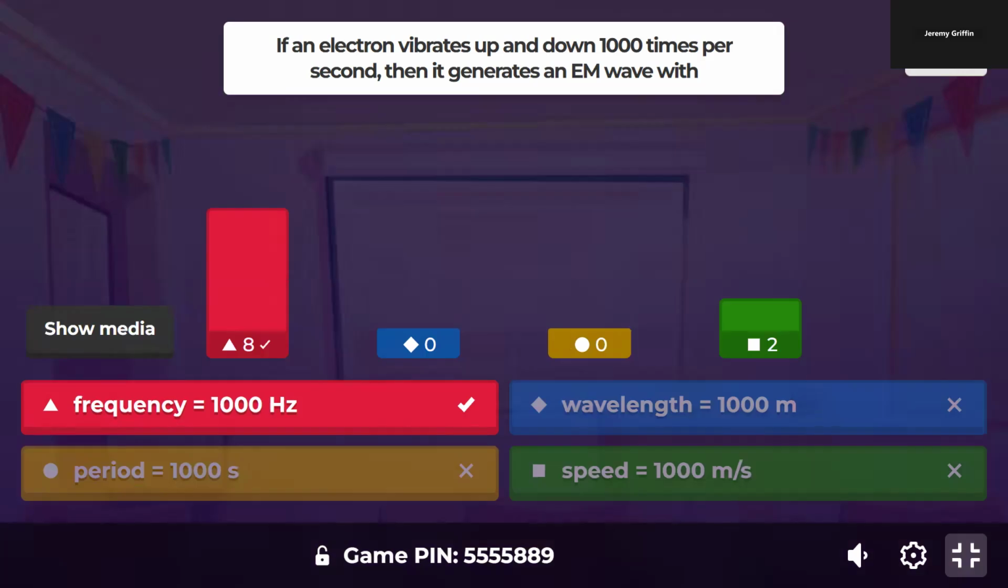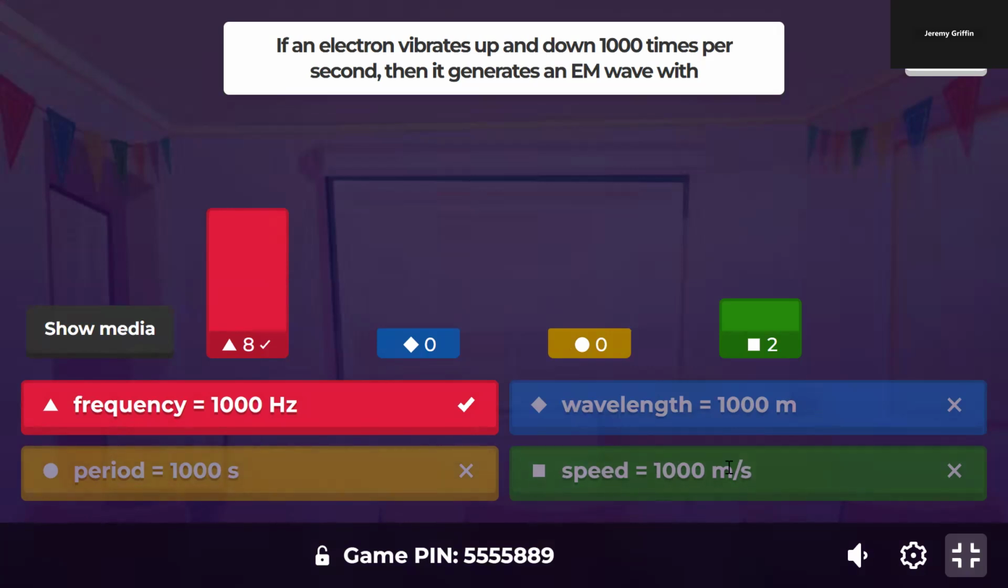There you go. Frequency 1,000 hertz. And what would the time period be? Some fraction. Yeah, there you go. One millisecond, 1/1,000 seconds.